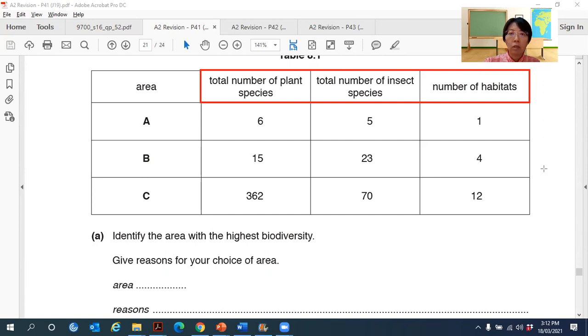Now let's talk about when you have got more plant. Okay. So let's talk about A. A got the least biodiversity, right? So let's say, for example, I give you an extreme condition first. In this habitat, there's only one type of habitat. In this area, only one type of habitat. So when the environment changes, let's say sunlight changes, rainfall changes, temperature changes, the entire habitat will be affected, right?